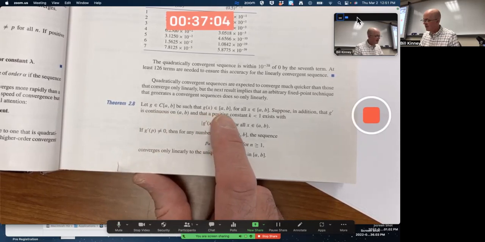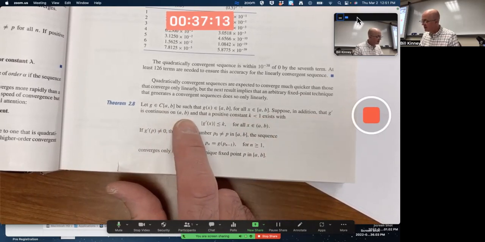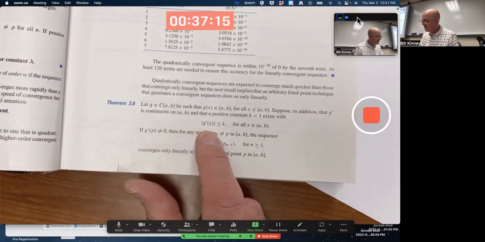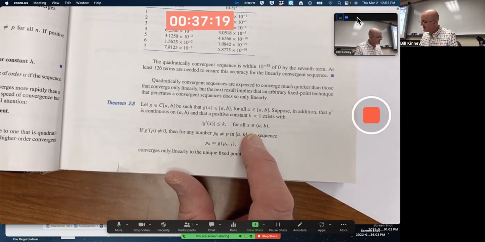G of X is in AB for all X in AB, so G is mapping the interval from A to B to itself. Suppose G prime is continuous on the open interval, and that a positive constant K less than 1 exists where this is true. So again, the wheels in your mind should start turning, saying, oh, I guess this would be a situation where the contraction mapping theorem would hold.